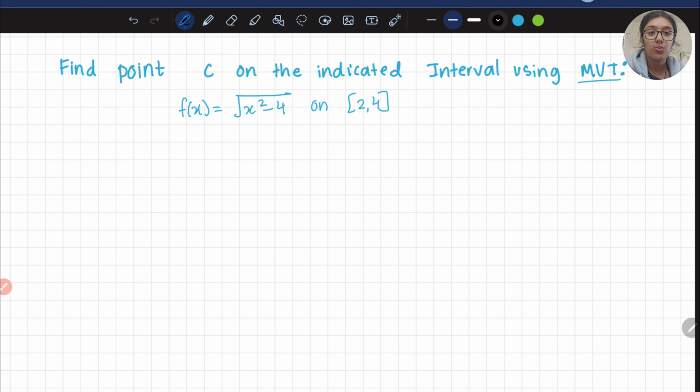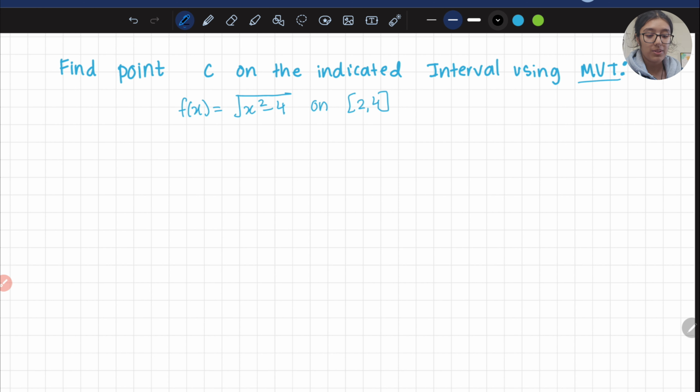All right, so let's do one more problem using MVT, and then we'll get on with the Rolle's theorem problems. So in this case, we have pretty much the same problem except different function and different endpoints. So if you want, feel free to pause this video and give this problem a go. But right now, I'm just going to go over the solution.